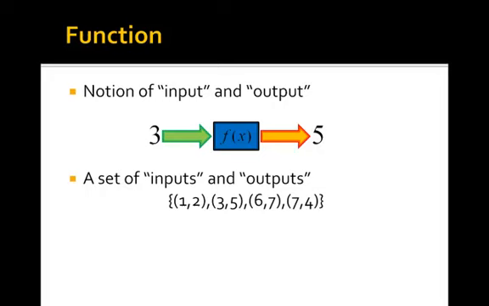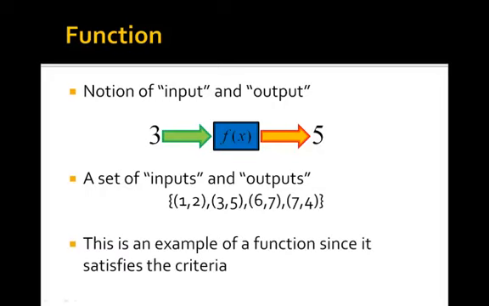Now, if you look at those ordered pairs, that is actually an example of a function. And the reason is because it fulfills our criteria. For every value of x in there, it goes to exactly one value of y. Now, if that doesn't look quite clear just yet, let's go ahead and look at this.